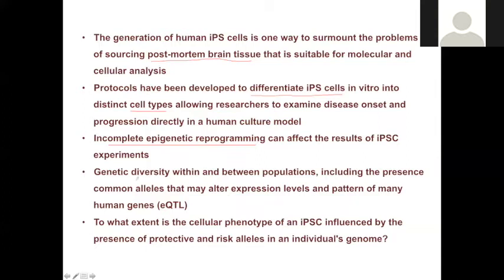In addition, genetic diversity within and between populations, including the presence of common alleles, may alter gene expression and the pattern of many human genes. And I'd refer you back to eQTLs and their effect on enhancers and gene expression. So really, based on this, we ask the question, to what extent is the cellular phenotype of an iPSC influenced by the presence of protective and risk alleles in an individual's genome?